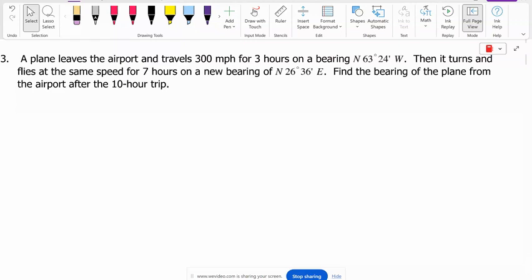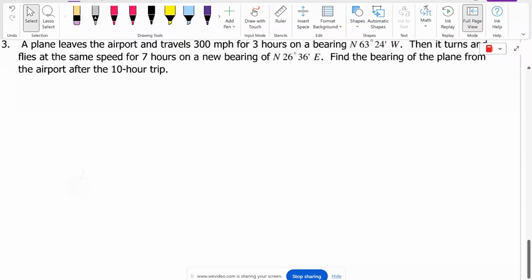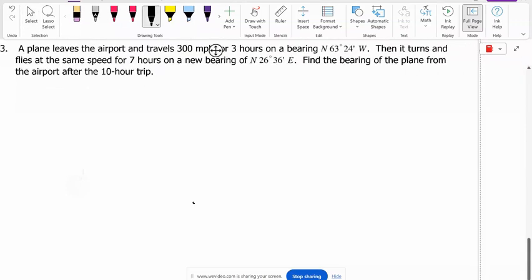All right, so let's see what's happening here. So I'm going in the middle of my page. Here's my airport. And we're leaving the airport and we're traveling 300 miles per hour for 3 hours on a bearing of north 63 degrees 24 minutes west. So we're going north and then west.